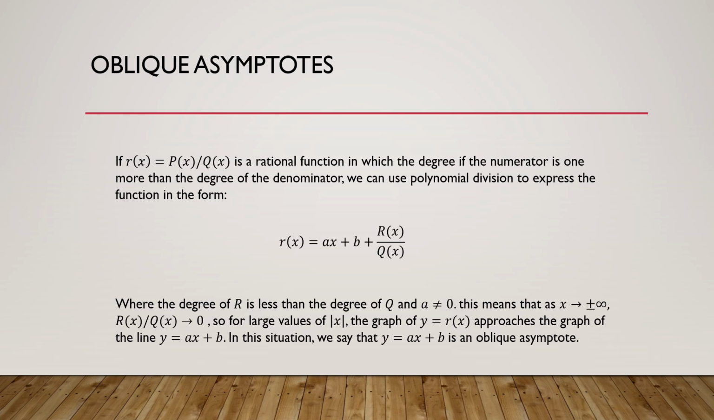This means as x approaches positive or negative infinity, r of x over q of x approaches 0. So for large values of the absolute value of x, the graph y equals r of x approaches the graph of the line y equals ax plus b. In this situation, we say that y equals ax plus b is an oblique asymptote.